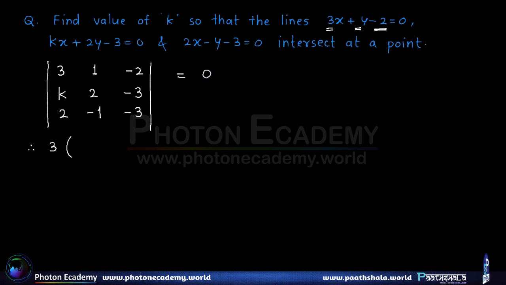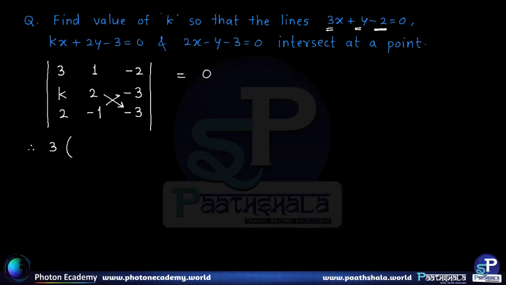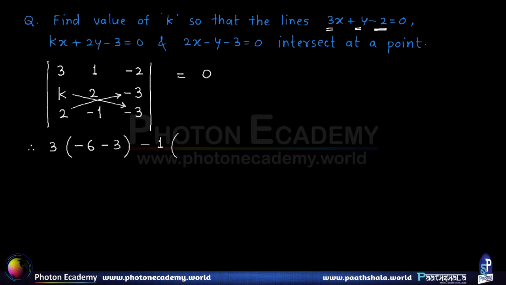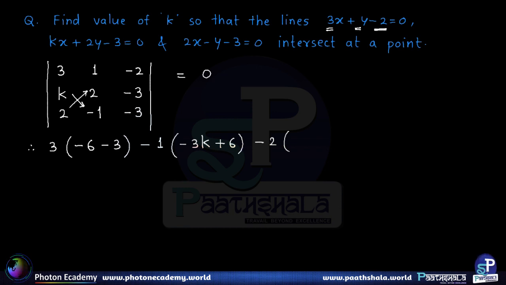the product of 2 into minus 3 minus the product of minus 1 into minus 3. That turns out to be minus 6 minus 3. Then the next sign is always minus. Now we take the second element in the first row. Here we do the cross products of the diagonal terms, that is k into minus 3 and 2 into minus 3. That gives us minus 3k plus 6, and the last term in the first row as it is, that is minus 2 multiplied by the cross products as shown here, which give us minus k minus 4.